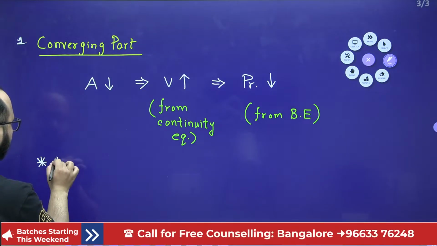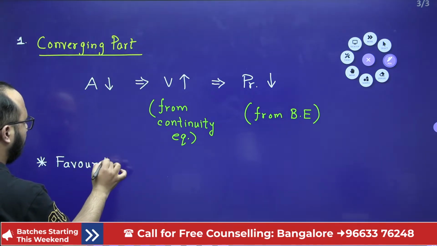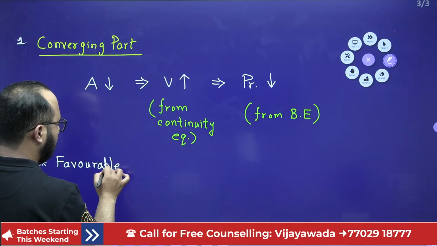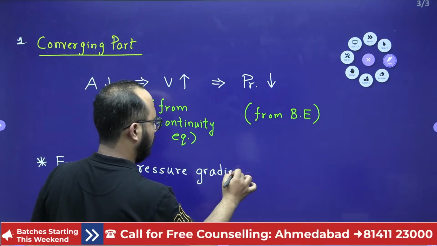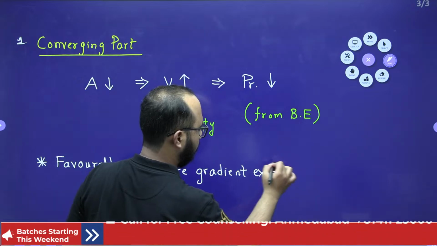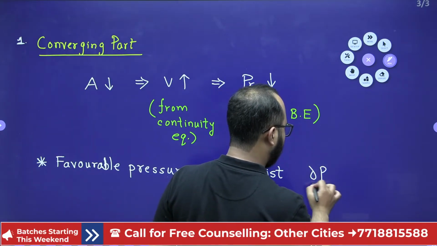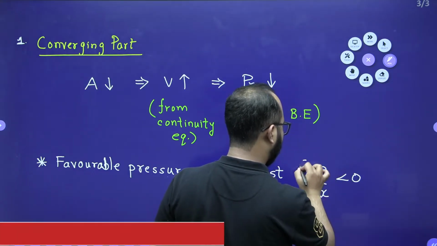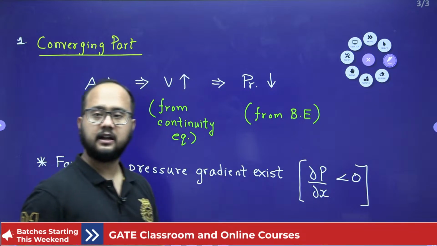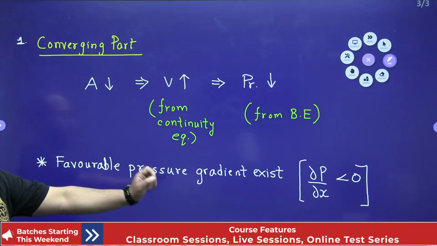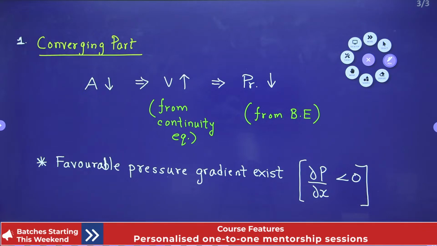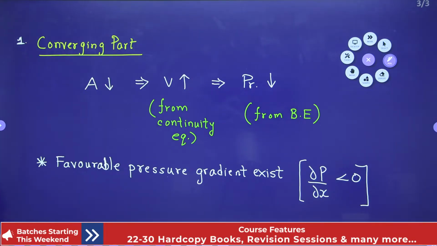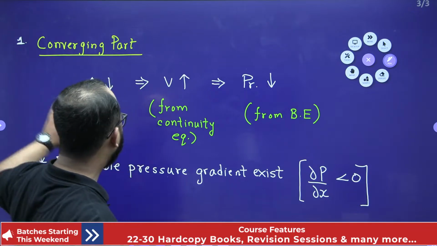Very important point I can write. Favorable pressure gradient exists. So what is that? Dou P by dou X is less than 0. This is the favorable pressure gradient. I hope this point is clear to everyone. Favorable pressure gradient exists means dou P by dou X is less than 0. Correct? Any doubts? Yes or no? Anyone? Please tell me first. Done? Clear? Okay. So that is for the converging part.